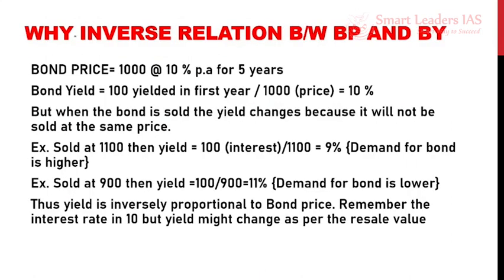Why is there always a statement that there is an inverse relation between bond price and bond yield? To understand this, let's intuitively think of a bond priced at 1000 rupees. Its interest rate is 10% for 5 years. So in the first year, the bond would have yielded 100 rupees.